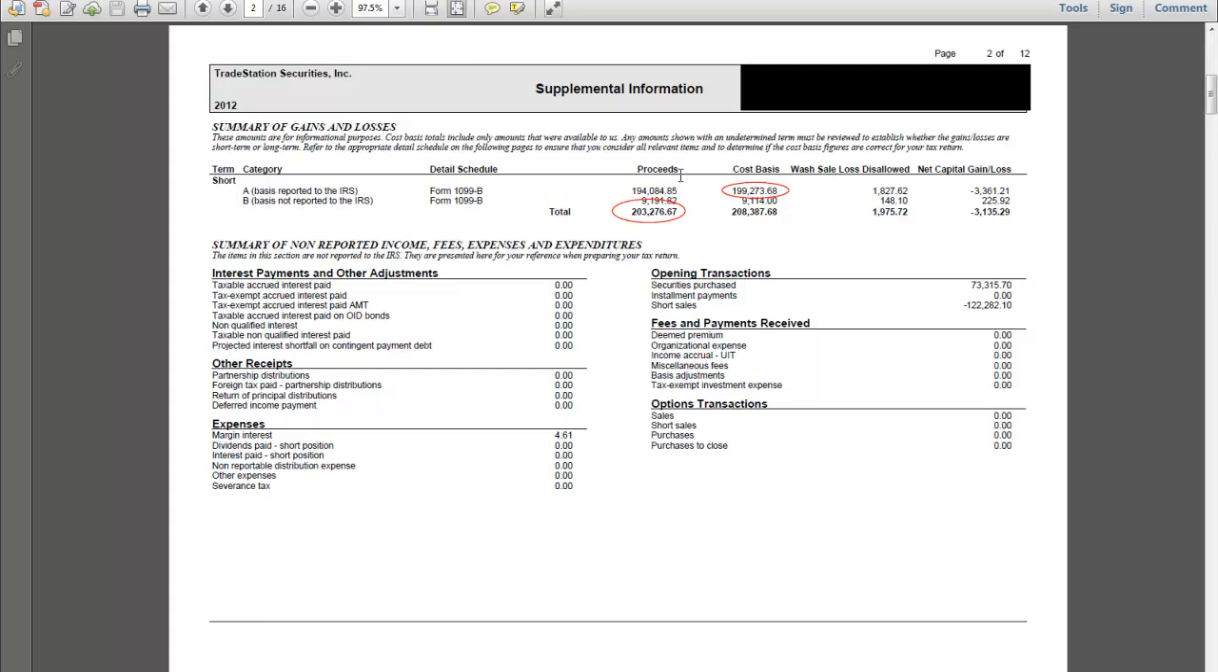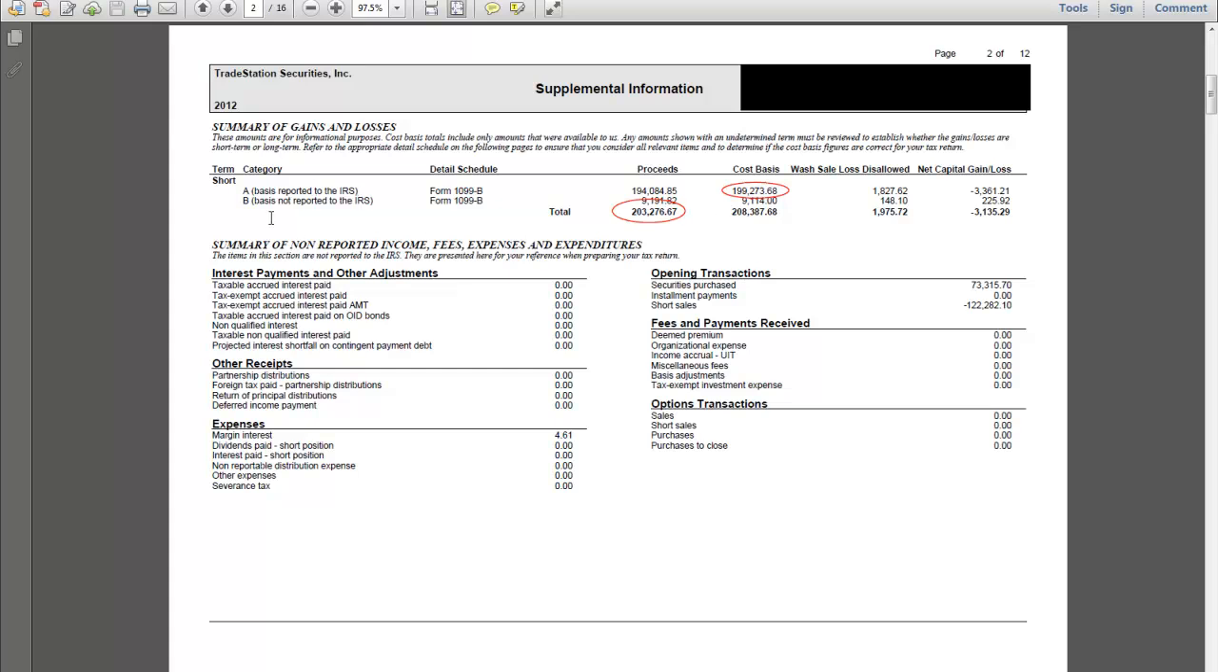What I also like is they give a nice synopsis here on page 2 of the sections of their 1099. Notice here is our categories. We have category A, basis reported to the IRS. For cost basis, that is what we're looking for. We're looking for cost basis that was reported to the IRS.